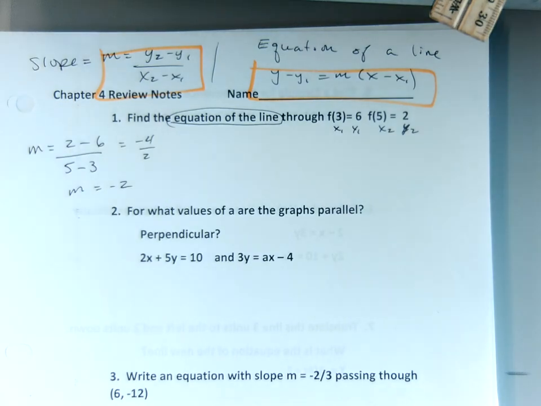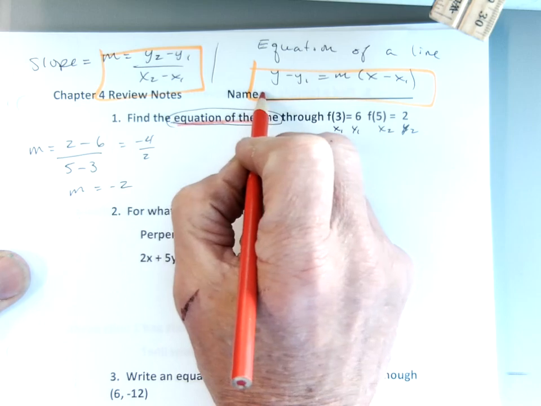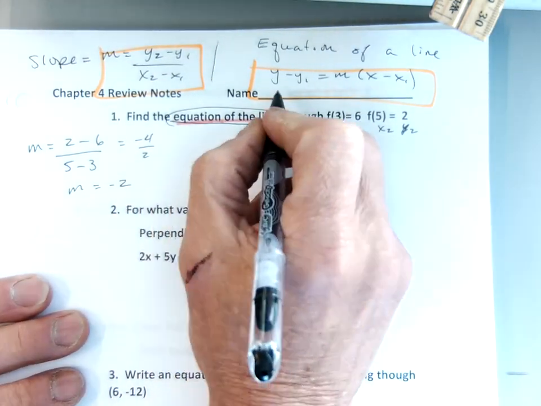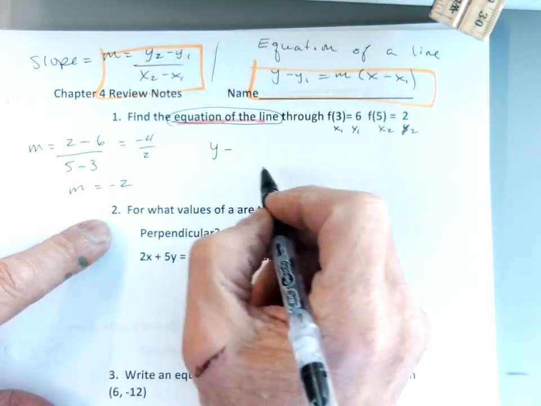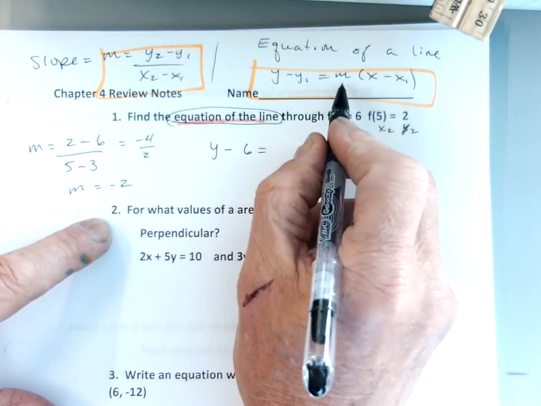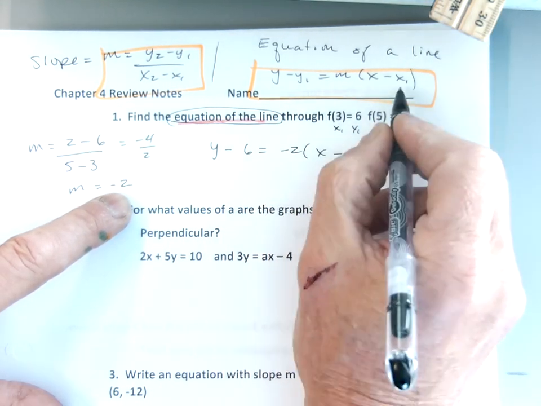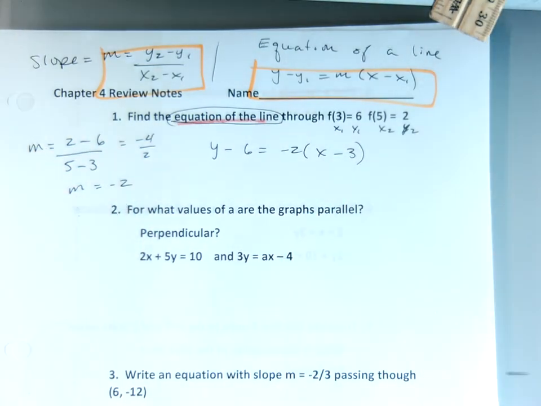But my goal is to find the equation. That's what I want, is the equation of a line. So now I need to use my equation of a line formula. So I'm going to use y minus y1, which is 6, equals m, which is the slope, which is negative 2, times x minus x1, which is 3. Okay, and I'm just going to simplify it. If you left it like that, I would take it on a test. I would take that. But it's better to simplify it. I'm going to simplify it.